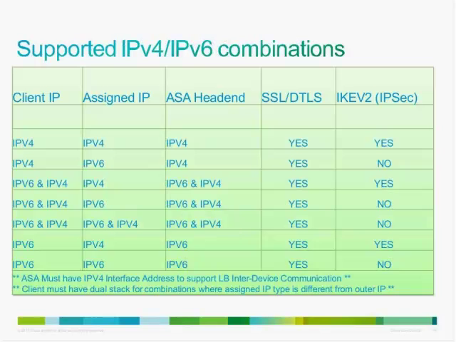Now, just to give you a better understanding of the support combinations, if you look at it, the SSL or TLS connection supports everything. You can have IPv6 over IPv4, IPv4 over IPv6, or a dual stack combination. But the only thing that IKEv2 cannot do is when IPv6 is the assigned IP address, basically tunneling IPv6 over either IPv4 or IPv6.